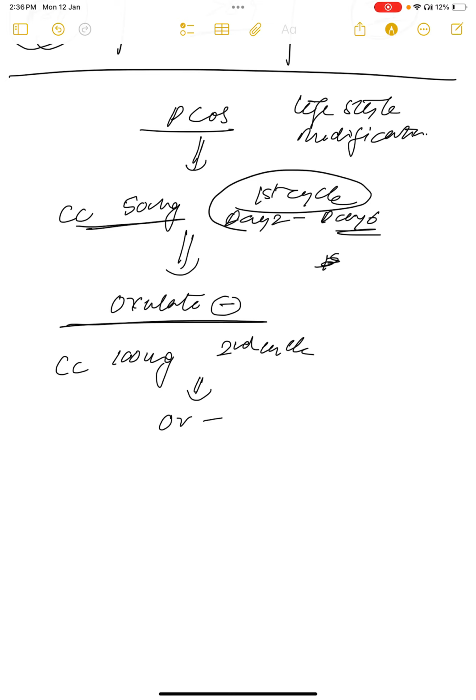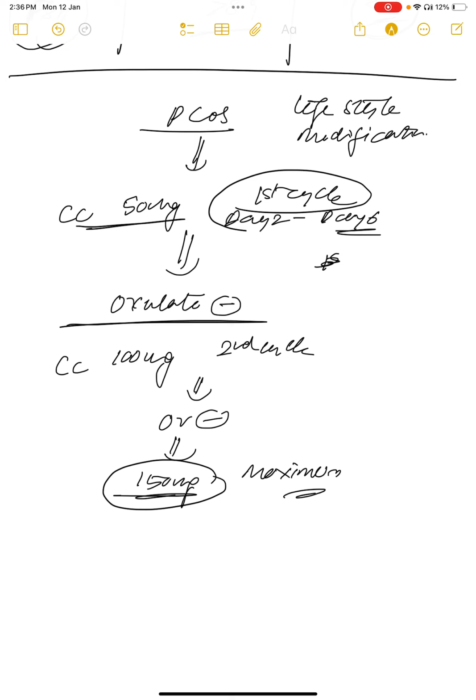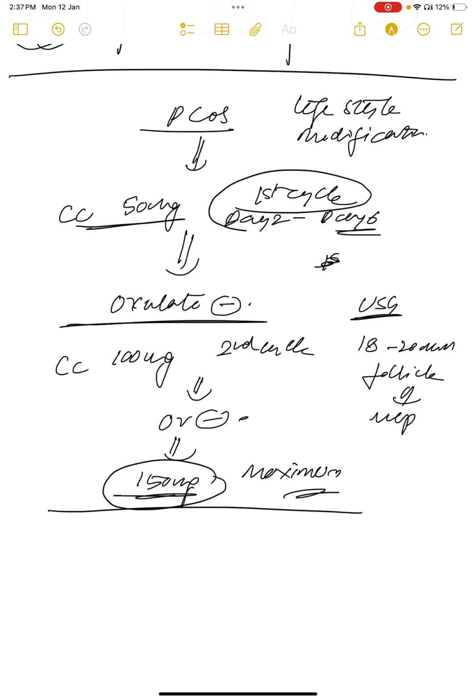If she's not ovulating, then you can give 150 milligram. What is the maximum dose of clomiphene citrate? It is 150 milligram. And how will you know whether she's ovulating or not? You'll go for ultrasound folliculometry, where a follicle of 18 to 20 size has developed and there is rupture of that follicle. These findings indicate that she ovulated.